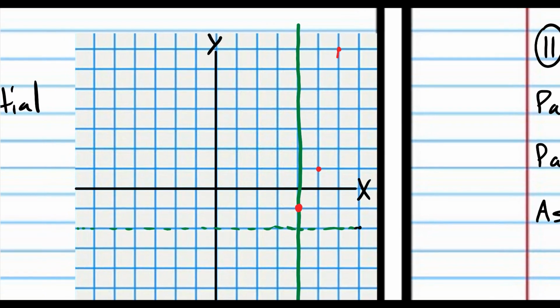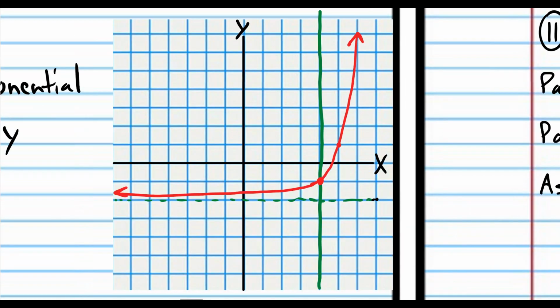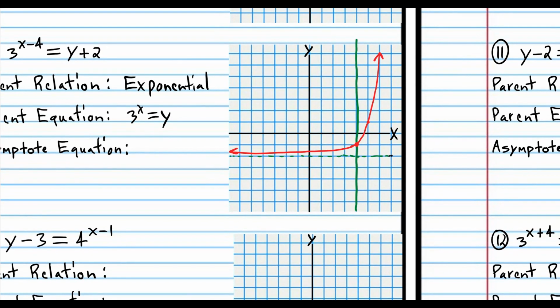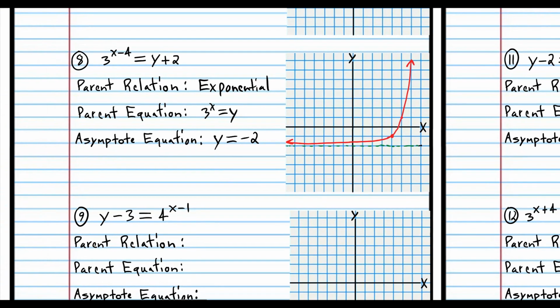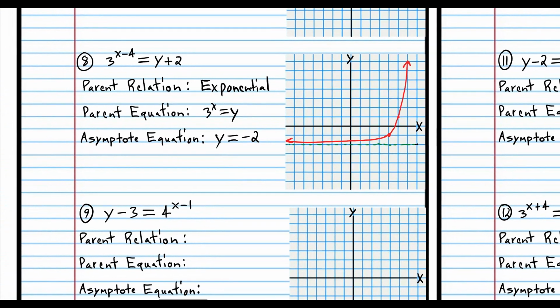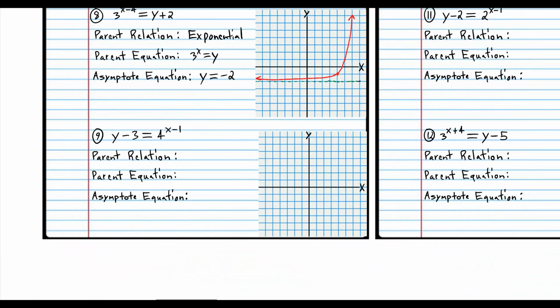And then again, I don't really require you to be that accurate as you go to the left, as long as you understand that the graph approaches that dotted asymptote line. So now, remember that solid line was temporary, so we're going to erase that. And the asymptote equation is y is equal to -2. All right. So on to the next problem.